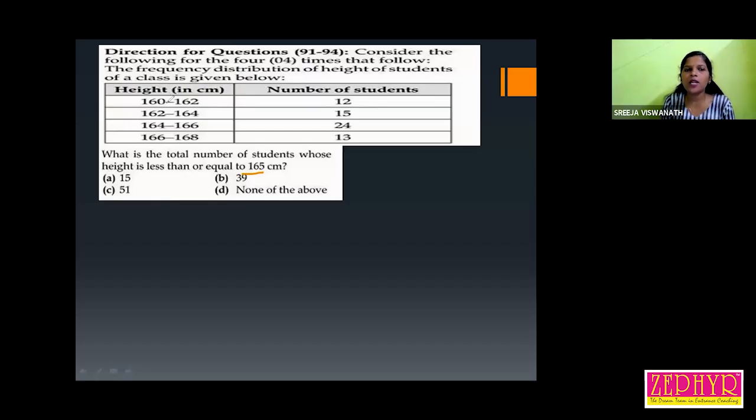Less than or equal to 165. There are 12 students up to 160, and 160 to 162, so 12. And 160 to 164, 15. Should we add this? 24.